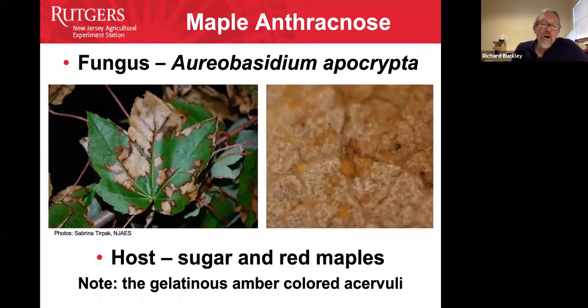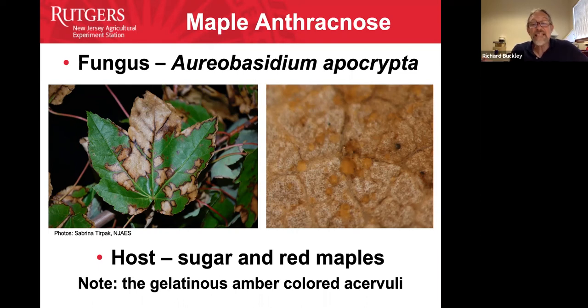Here's an example of an anthracnose disease. Note that it's not particularly round. These are angular spots, but they're dry, right? There's a nice distinct border on them. And if you put that leaf in a plastic bag with a wet paper towel, overnight the fruiting bodies will form on the bottoms of the leaves on the veins. And so there's the point, there are the fruiting bodies, right?